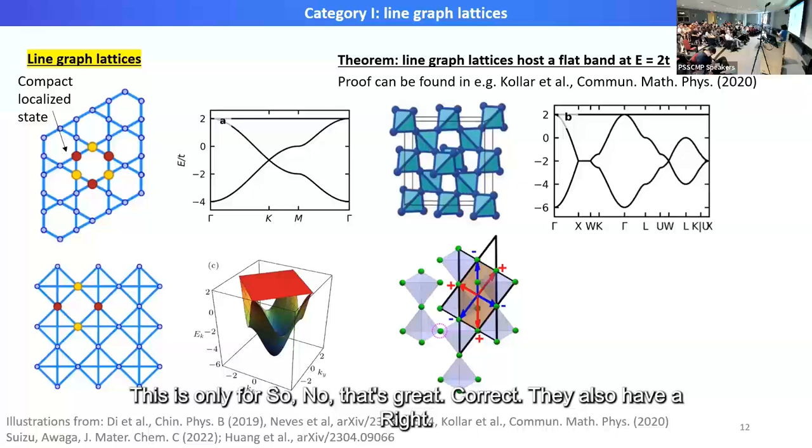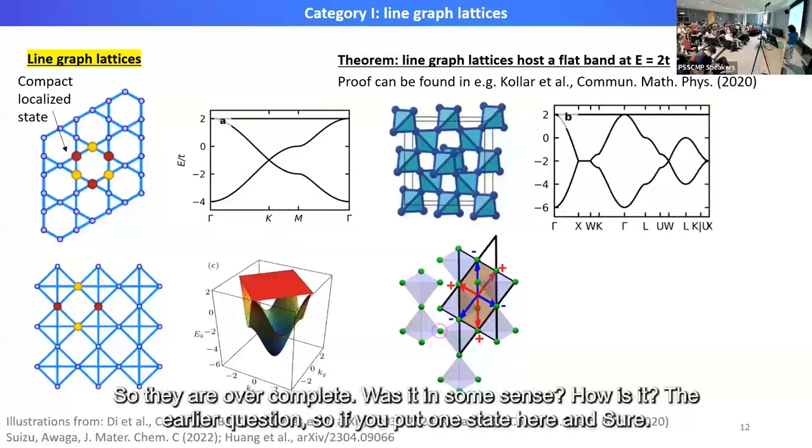No, this is only for cases where you have S wave. There are examples in semiconductors where you have P wave, for instance in germanium or things like that. They also have flat bands at special values, but they are not linearly independent. So they are over complete. Maybe it's a related question.